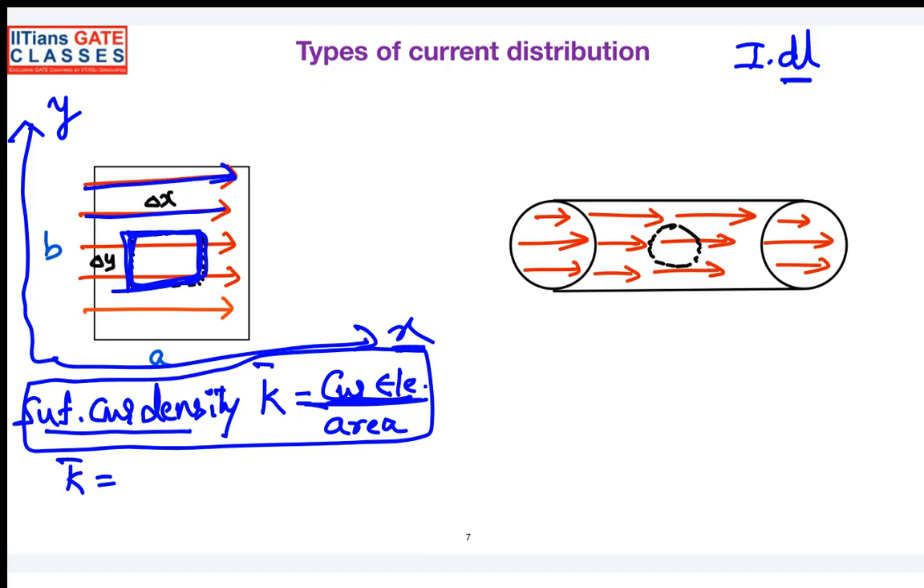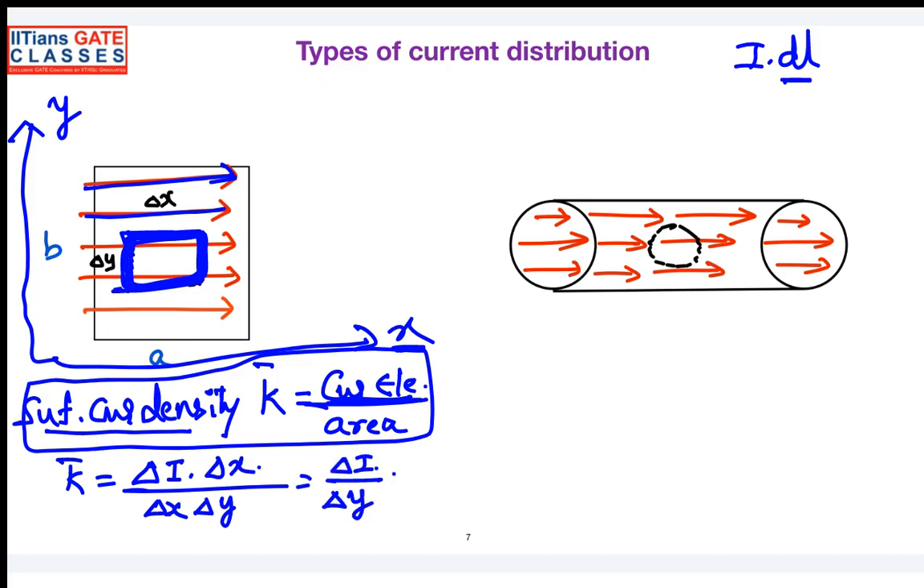So the current element will be defined using a small amount of current, delta I, because I have taken a small loop which will not give the total amount of current. The differential current is delta I in a length of delta X, divided by delta X into delta Y, because for this area, the length is delta X and the width is delta Y. So the current density can be written as delta I divided by delta Y.